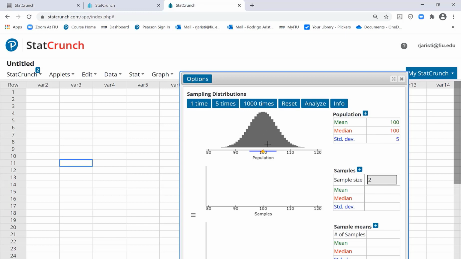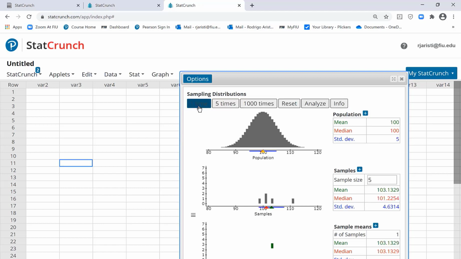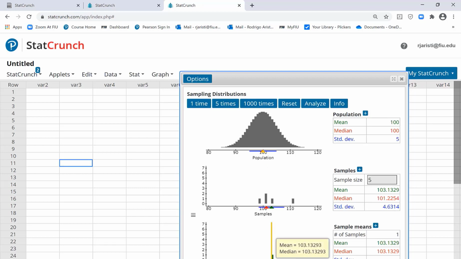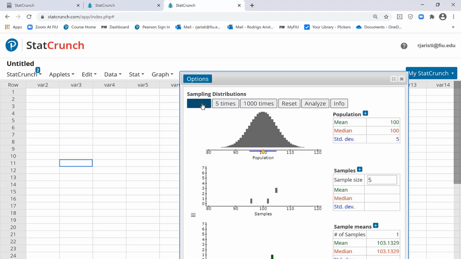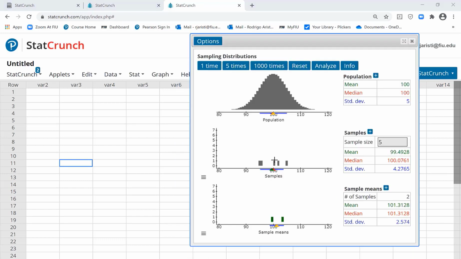We are going to select from this population a sample of size 5. When we click one time, we select one sample of size 5. We have 5 observations, and the mean of these 5 observations is given by this number. It is 103, which is close to the true mean of the population, which is 100. If we select another sample of size 5, we obtain this sample randomly. The mean of this second sample was 99.49, which is close to 100. If we select another sample of size 5, the mean is 98.8, also close to 100.